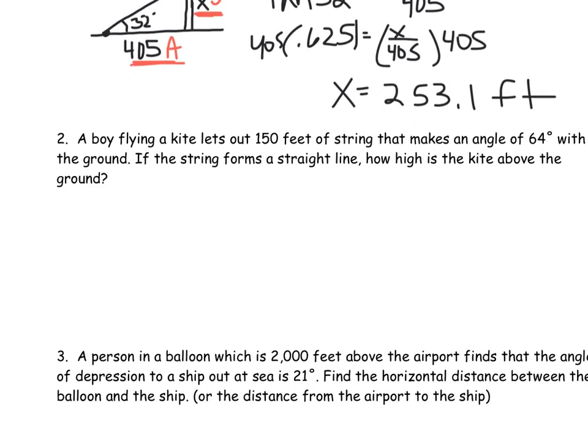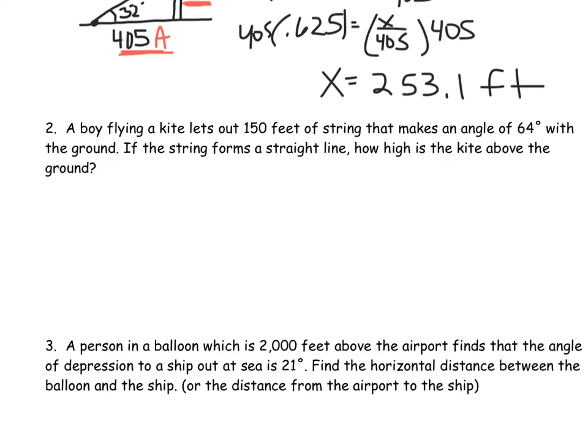A boy flying a kite lets 150 feet of string out and makes an angle of 64 degrees with the ground. If the string forms a straight line, how high is the kite above the ground? So here what you want to think about is that I have my person, right? And a kite goes out to the side. It does not go straight up into the air. And so the string of the kite is actually the hypotenuse of my right triangle. It says that it's making a 64-degree angle with the ground, and how high is it above the ground?